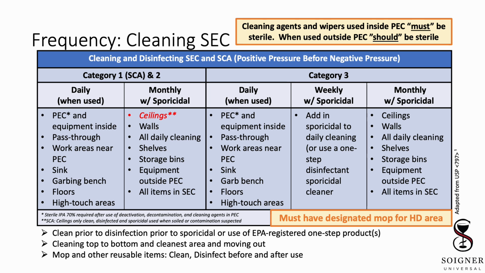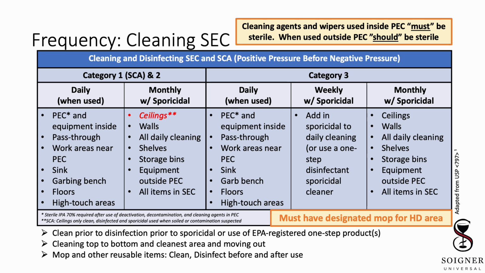Monthly cleaning for Category 1 and 2 compounding will occur monthly with a sporicidal disinfectant and include the ceilings, the walls, all daily cleaning just mentioned, along with the shelves, storage bins, equipment, wheels on carts and chairs, etc. Everything will be cleaned inside the room. Note, for Category 1, the segregated compounding area, the ceilings are only required to be cleaned when visibly soiled or if there's known or suspected contamination.